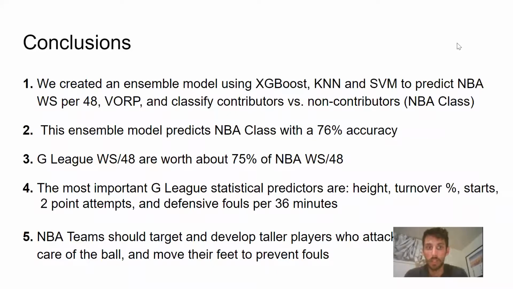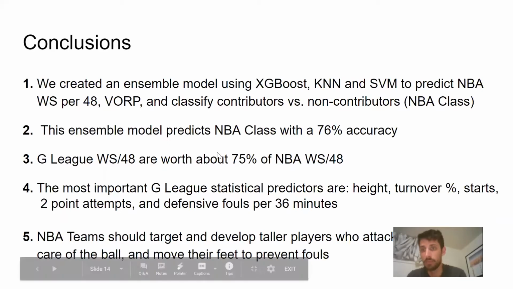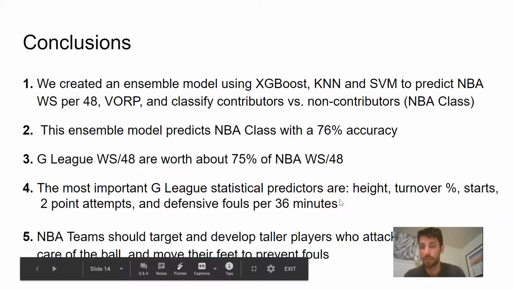Lastly, in conclusion, we created a model that can help predict NBA class to 76% accuracy. G League win shares are worth about 75% of the NBA. We've identified the most important predictors for G League statistical performance and identified some recommendations that NBA teams can use to select and develop the correct players.